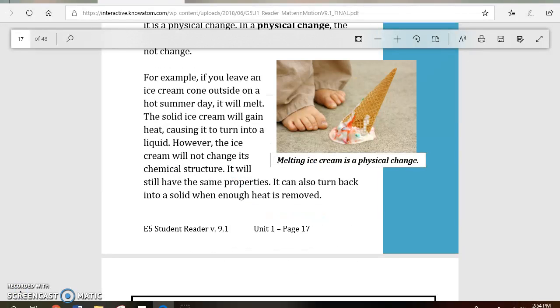For example, if you leave an ice cream cone outside on a hot summer day, it will melt. The solid ice cream will gain heat, causing it to turn into a liquid. However, the ice cream will not change its chemical structure. It will still have the same properties. It can also turn back into a solid when enough heat is removed. Caption: Melting ice cream is a physical change.